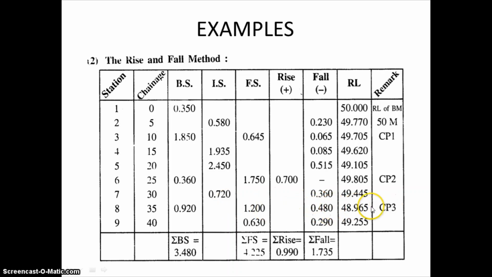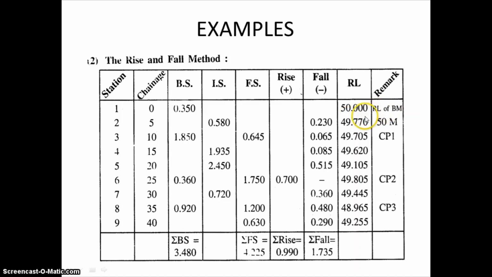Again a change point. So again you start from here and take the station number 8 and station number 9 difference, and that will be positive. Okay, so 0.290, actually there is one mistake. You have to put this 0.290 here because 0.920 minus 0.630 will be a positive value. So I have made one mistake, so just consider this value here. Then take the summation of all the rise values, and then the summation of all the fall values.